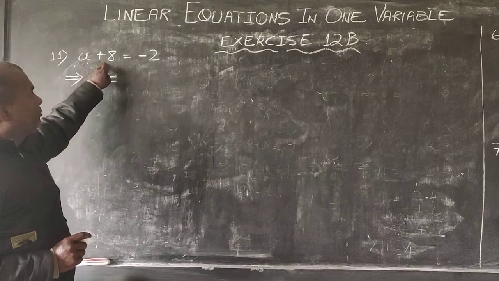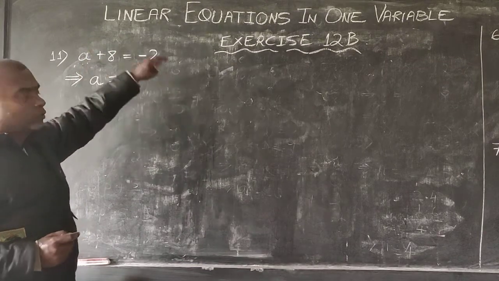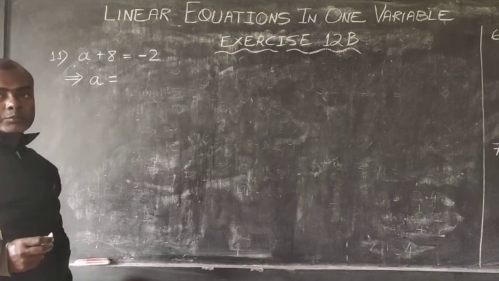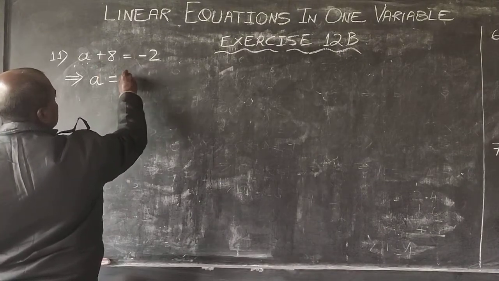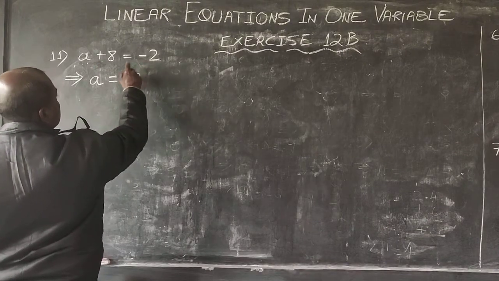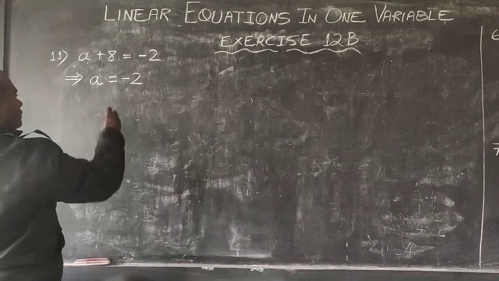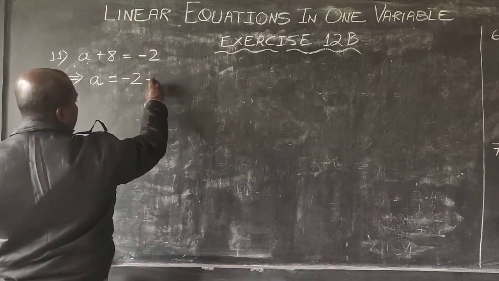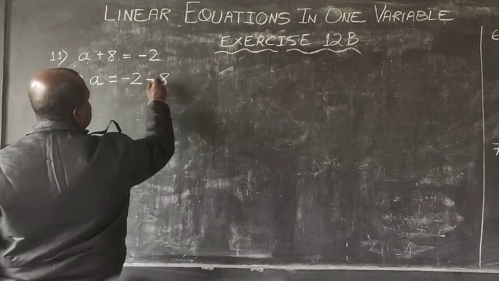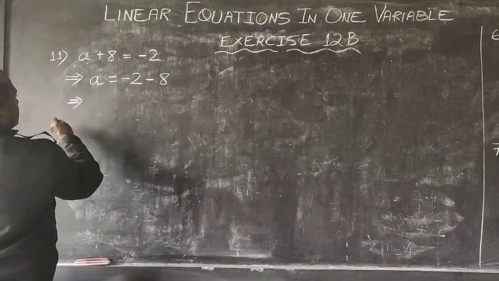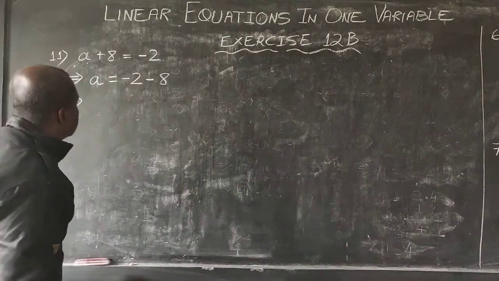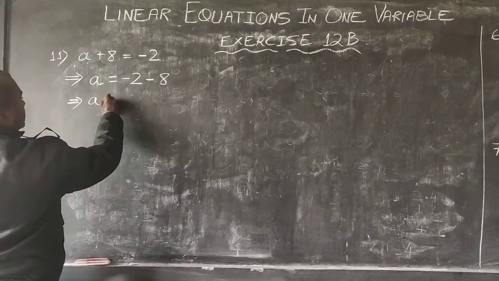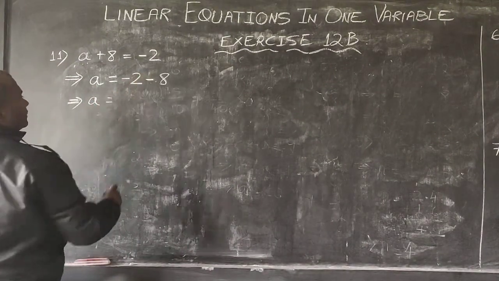Then what will happen to plus 8? Plus 8 will cross over, shift its position and become minus 8. So minus 2 is already there on the right hand side of the equals sign. Plus 8 will go on the other side and become minus 8.